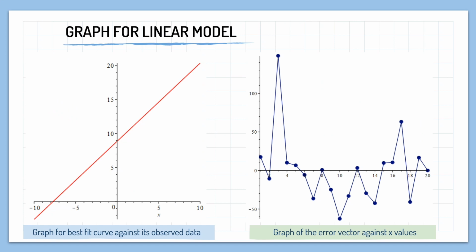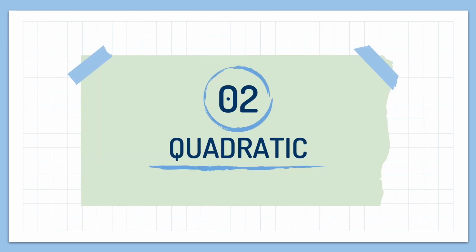Now, I am going to present about the graph for linear model. So, the first graph is graph for best fit curve against its observed data. The second graph is graph of the error vector against x values. The horizontal axis and vertical axis in both graphs will show the usage data of application in x-axis, and the y-axis will show the number of notification.